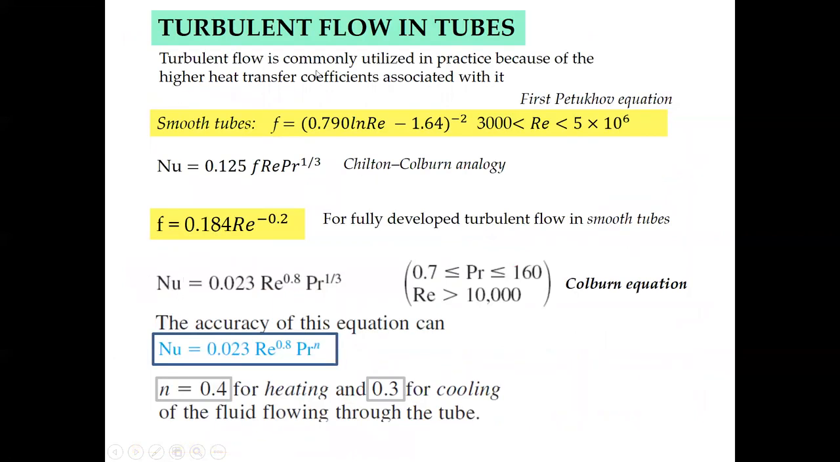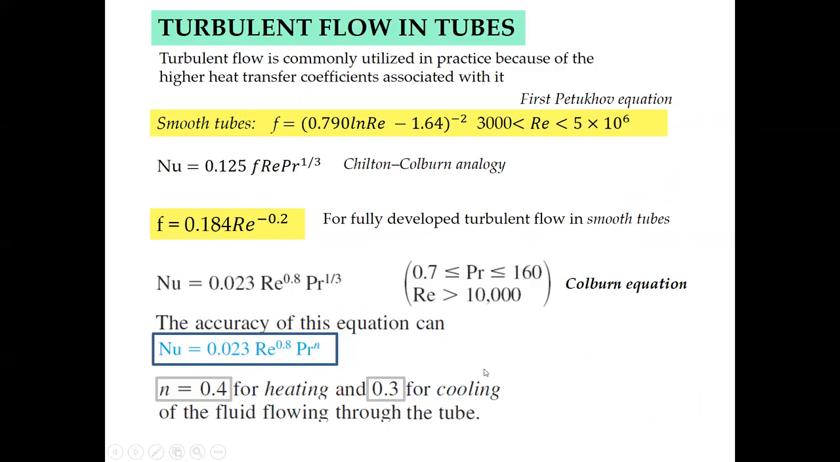Alright, so turbulent flow in a tube. Let's say you are working with high flow, and your Reynolds number is more than 10,000. So the Nusselt number that you need to use is this one. Very general Nusselt number: 0.023, Reynolds number to the power of 0.8, Prandtl number to the power of n. So n depends on your problem.